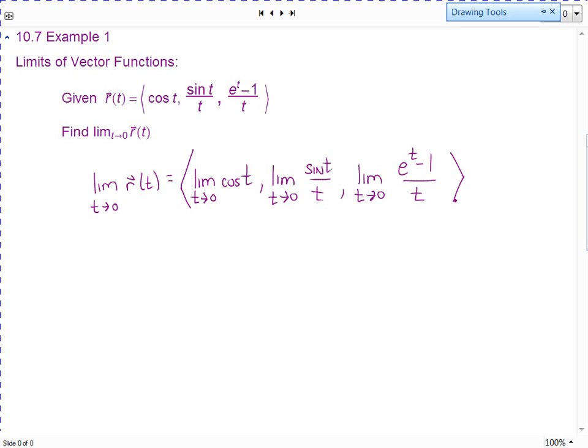All right. So let's figure out who knows what here. What's the limit as t approaches 0 of cosine t? 1, because cosine of 0 is 1. So that's just going to 1. And I'll pick on you. What's the second one? 0 over 0? L'Hopital's rule? Which would give you what?